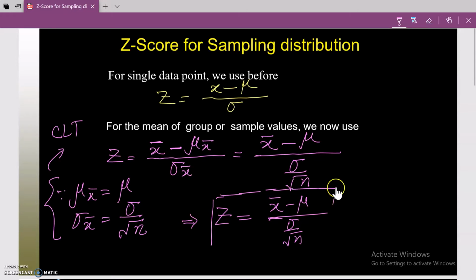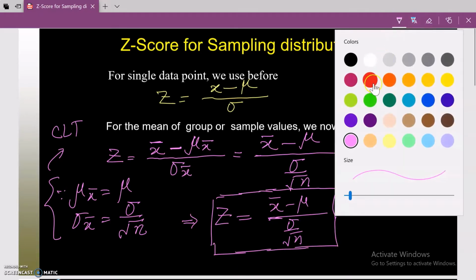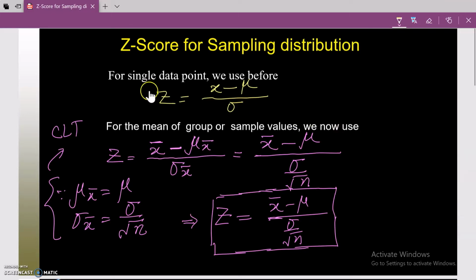This is the formula we are going to use when we have to find the z-score for a sampling distribution, and this is the formula we are going to use when we have a single data point. So it is very important that you understand in which situation which formula to use, and we will see the application when we see the real life example.